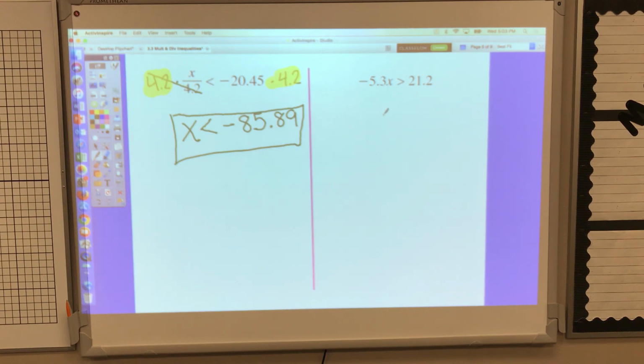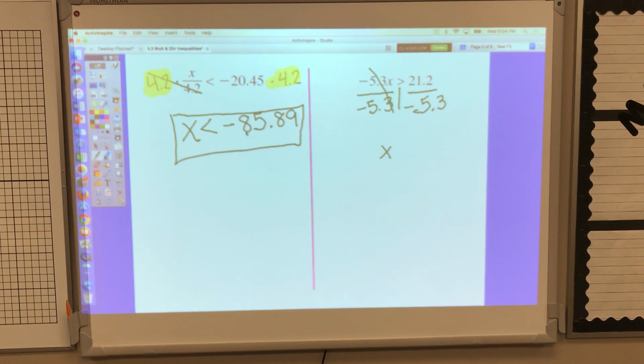The next one is my variable term. Right now x is being multiplied by a negative 5.3. So to undo that, I need to divide both sides by a negative 5.3. Whatever I do to one side, I still do to the other. And when I do that, these 5.3's cancel, and I'm left with x.